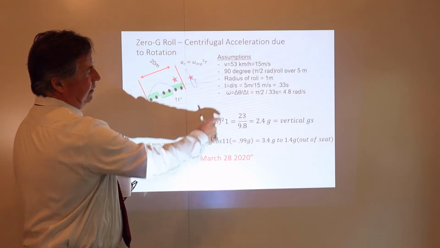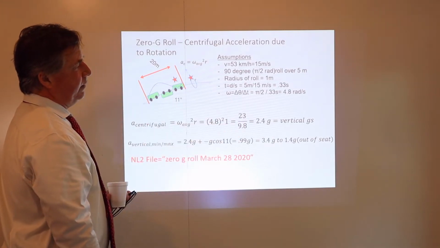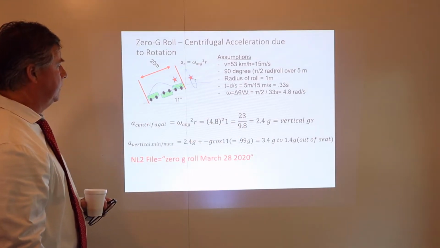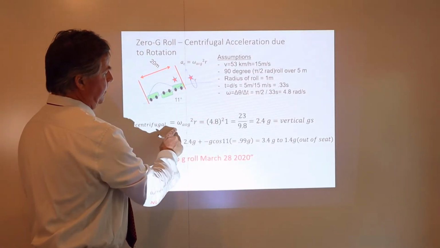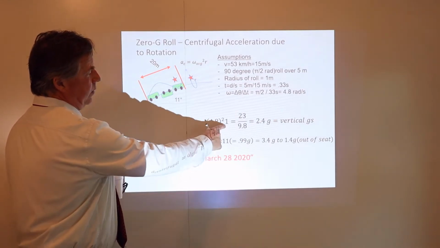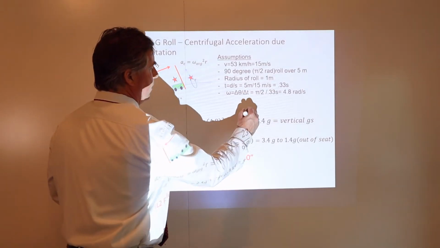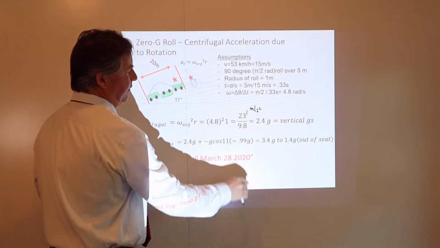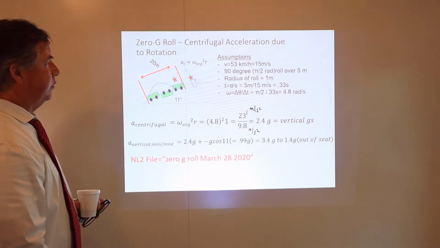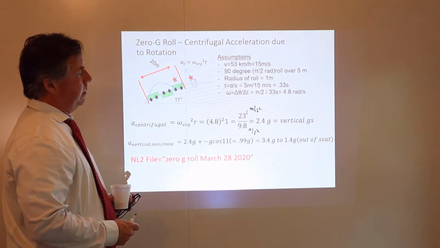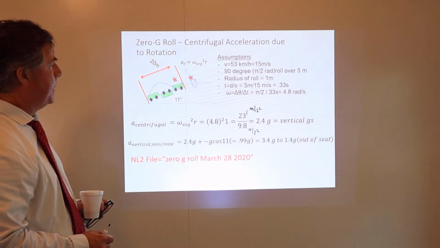Now I can get the angular velocity. That's the angular displacement divided by the time. So pi divided by 2 radians divided by 0.33 seconds is 4.8 radians per second. This is the centrifugal term due to the rotation. So I'm going to plug in 4.8 for omega here, and I'm going to square it. Multiply that by 1 meter. That gives me 23 meters per second squared. So this is units of acceleration divided by 9.8 meters per second squared. And that gives me 2.4 G's. So due to rotation only, the rider will experience a centrifugal acceleration of 2.4 G's.